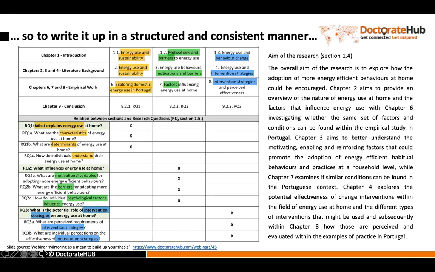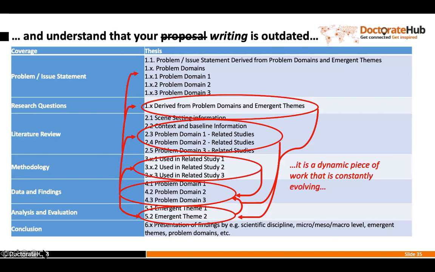And I think what is very important here is to understand it's a dynamic process and a dynamic piece of work. It's constantly evolving. So it will change, it's normal. And it will require going back over and over to the same documents. That requires some dedication, and it is something that needs to be done.